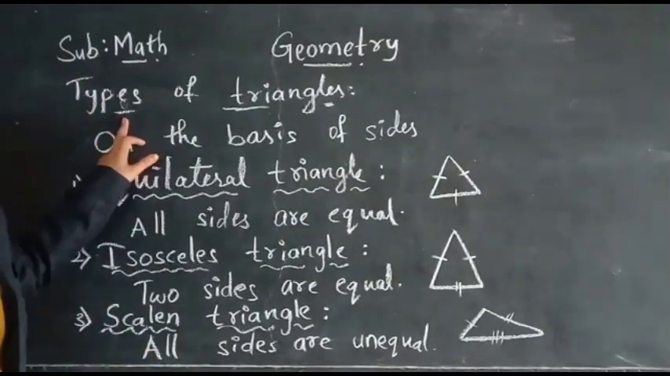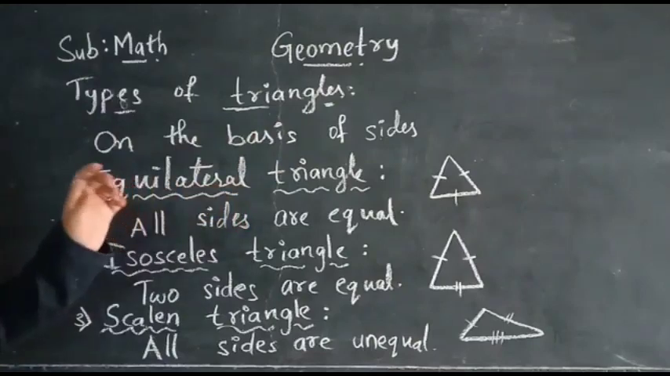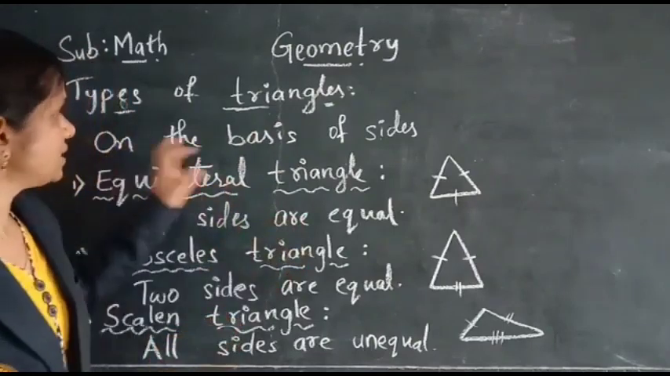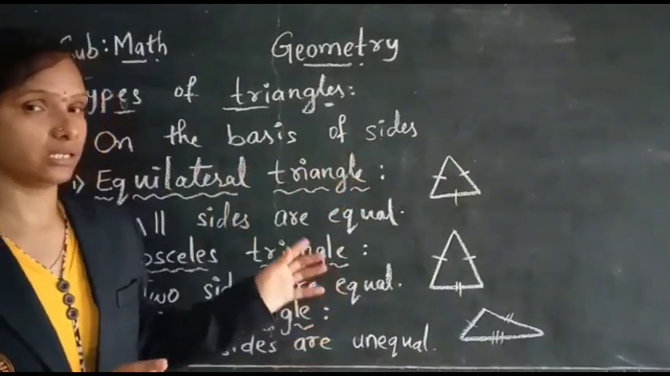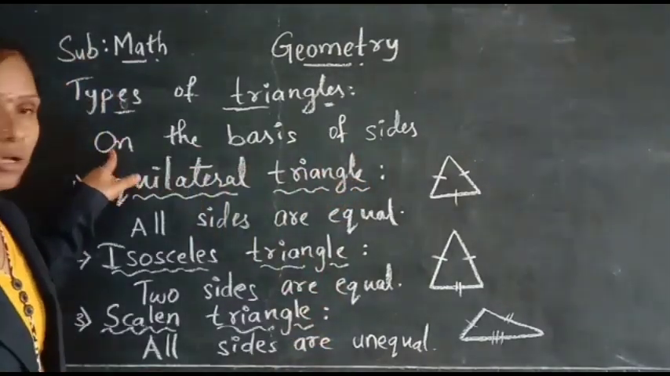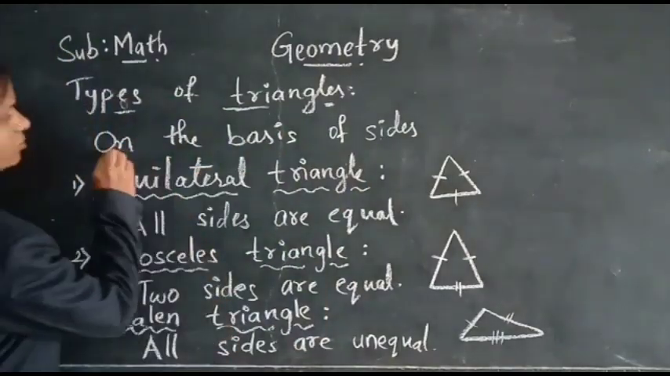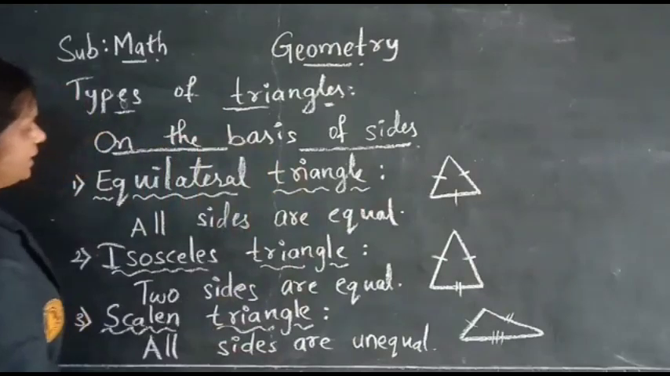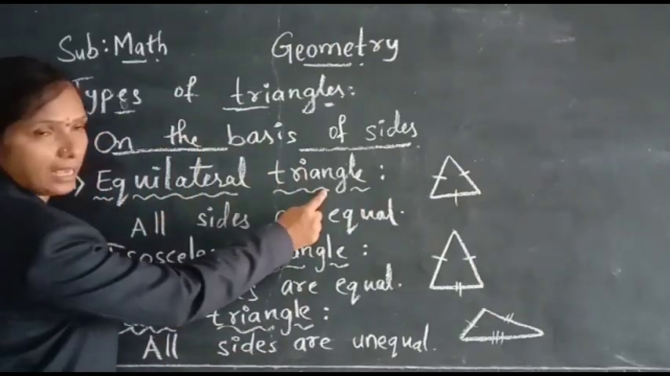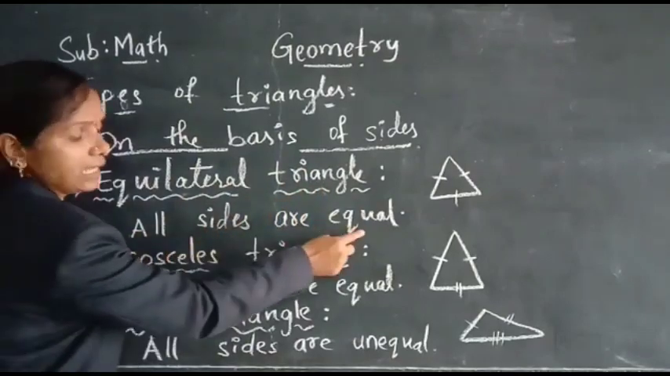Now we are going to learn about the types of triangles. We have types of triangles on the basis of sides and on the basis of angles also. First we are learning about the types of triangles on the basis of sides. On the basis of sides we have three types of triangles. First, the equilateral triangle. An equilateral triangle is one in which all sides are equal.